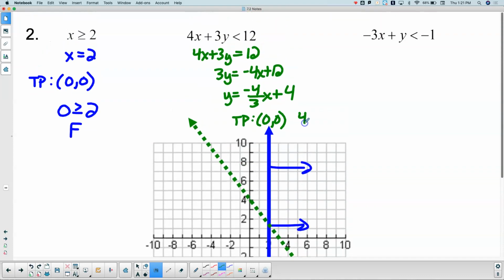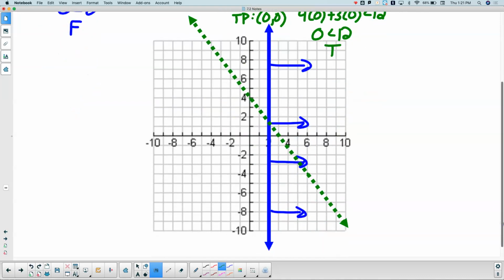Four times zero plus three times zero has to be less than two, oops, not less than or equal to, just less than. So zero is less than 12. That is a true statement in my world. So that means I'm going to shade below that line. Not even going to worry about over here because it doesn't have anything. So it's just going to be down in that little triangle as of right now.